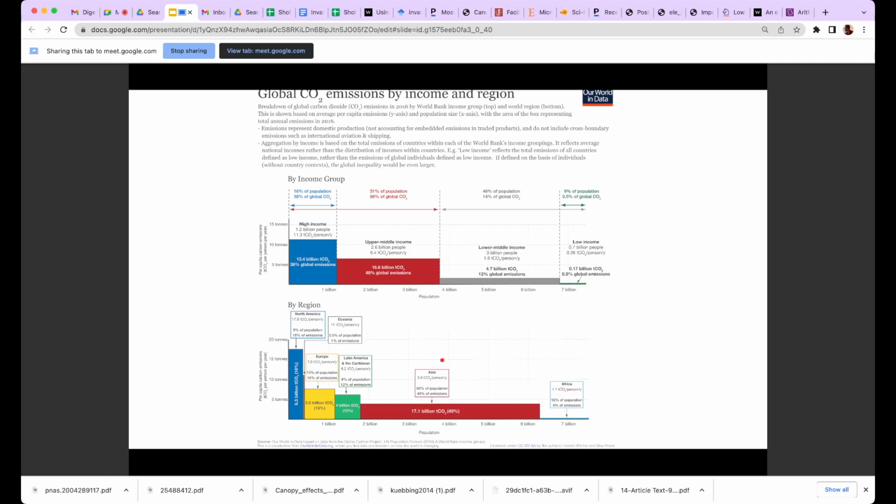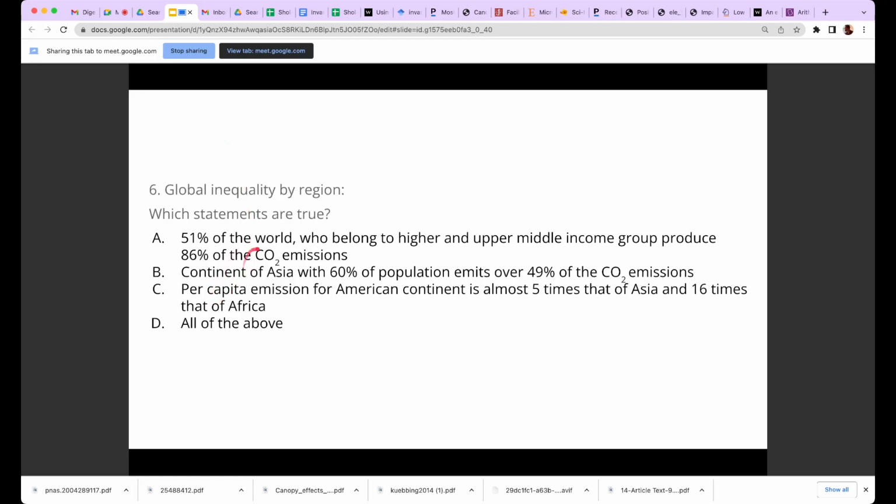So basically North America emits about 5 times as much as Asia and 16 times as much as Africa. So all of these statements are true. So all of the above.